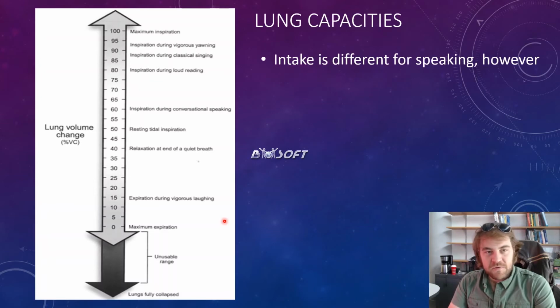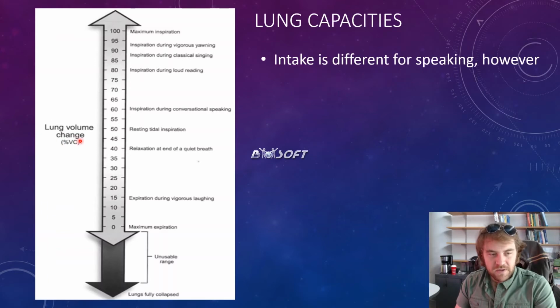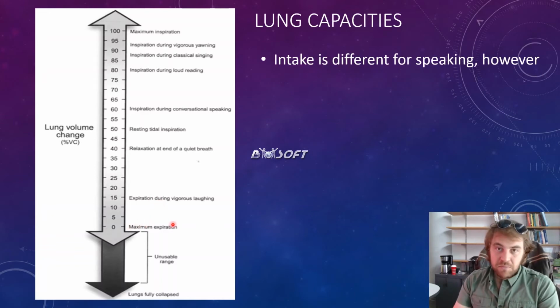It's a little bit different for speaking. This kind of shows the different kinds of things that we would do. It's all in percentage of change for the lungs, right? Because 0 is your maximum expiration that you can do, so it's your expiratory reserve volume. You've got this unusable range that this isn't even measuring. So it's not percentage of actual lung volume, it's just percentage of your vital capacity, right? So 0 on this scale is what you could possibly push out.